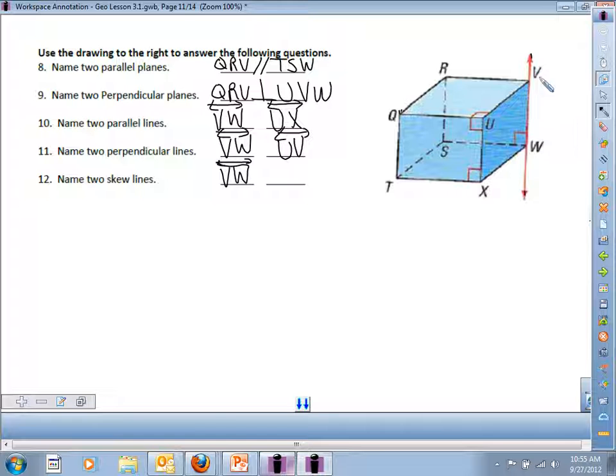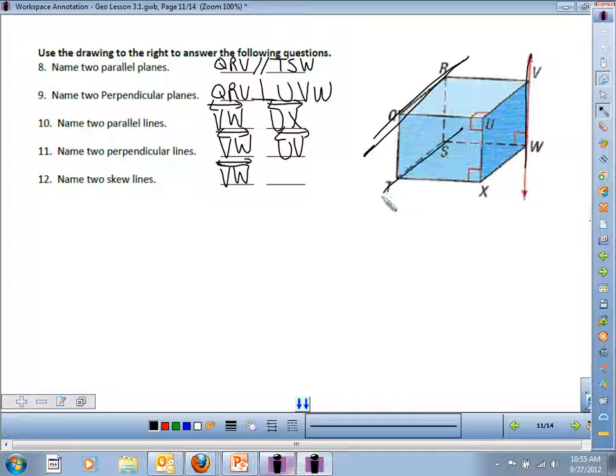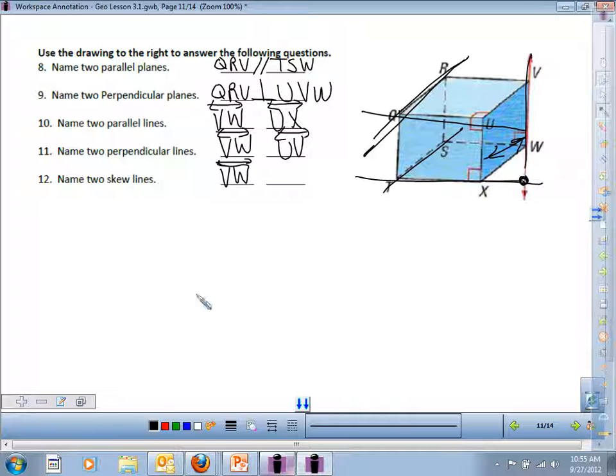So for my answers here, VW would be skew to QR, or RQ. It would be skew to TS, they never intersect. It would also be skew to QU and TX. So we could use any 4 of those. Now you say, well, that intersects right there, but no, you have to think 3-dimensionally. There is space between those 2 guys. So the answer here would be VW and any one of those 4 that we said. I'm going to use TX.